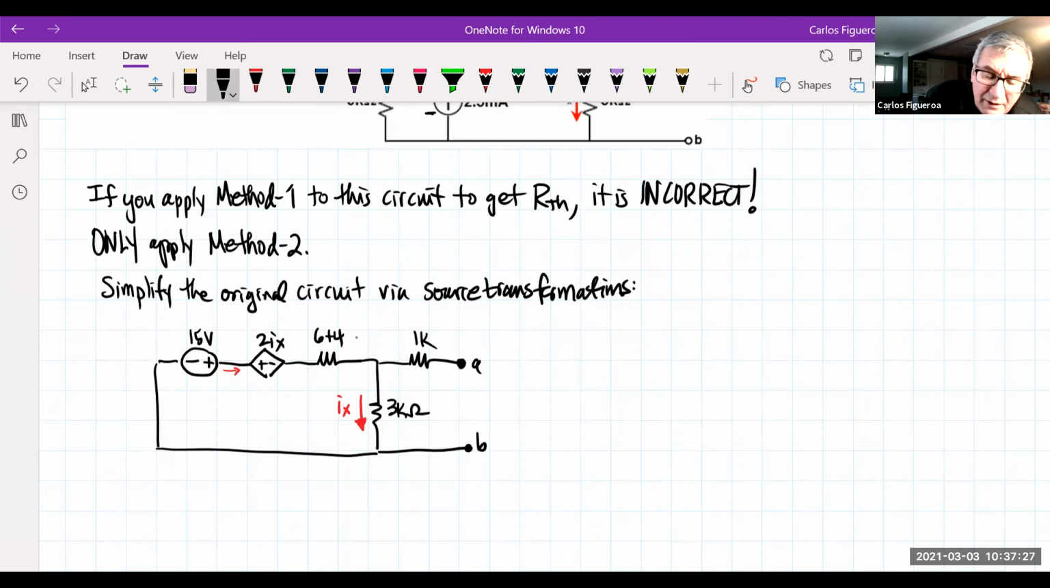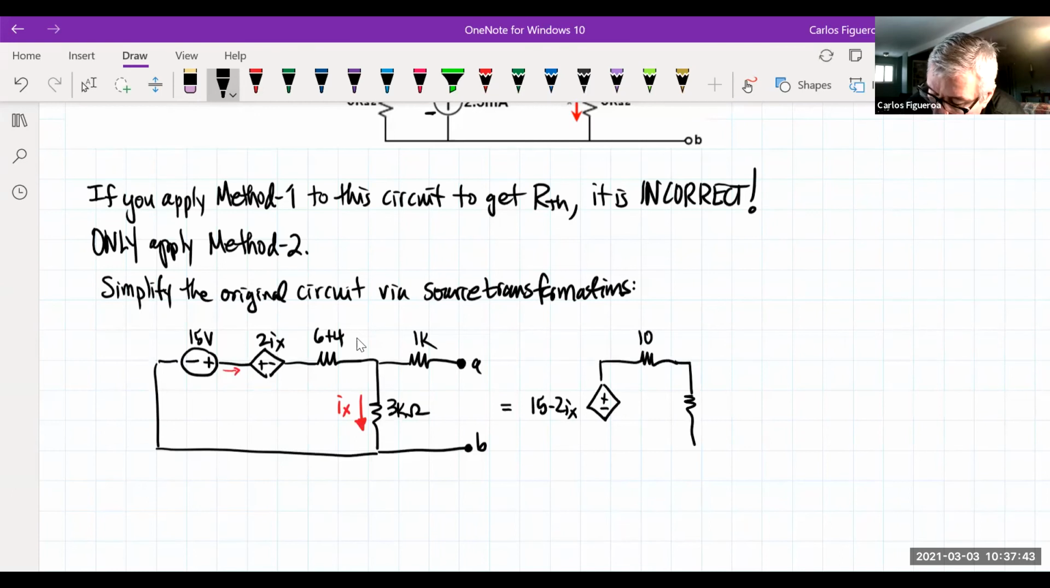So then my real simplified circuit looks like this here. I'm going to write a dependent source that's 15 minus 2Ix. I have one resistor, and I have another. And look what I'm doing: I'm dropping all the Ks.